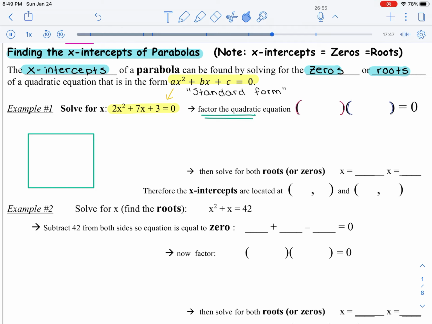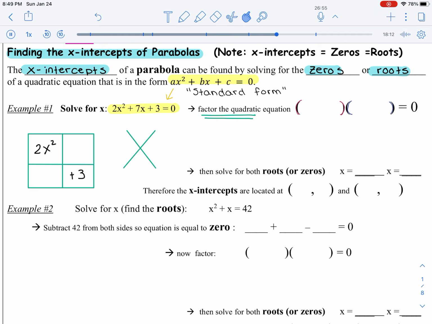So I'm going to set up my box to help me factor. And you're welcome to use whatever method you've been using to factor. I'm going to put my 2x squared in the top left of my box and my plus 3 in the bottom right. From there, I'll set up my diamond problem.